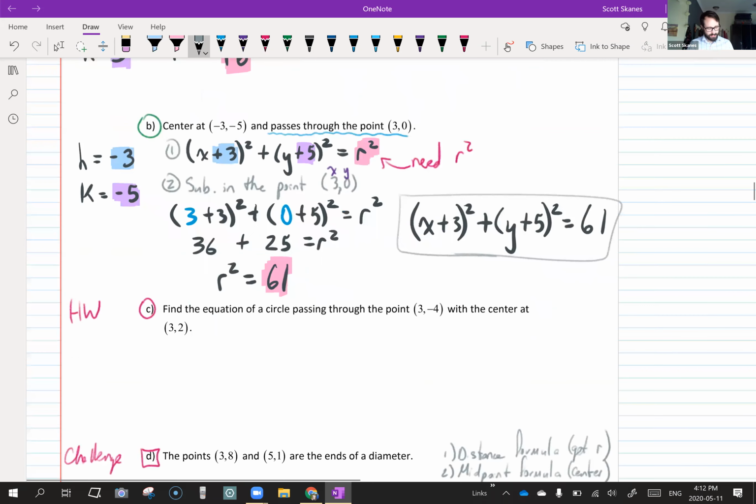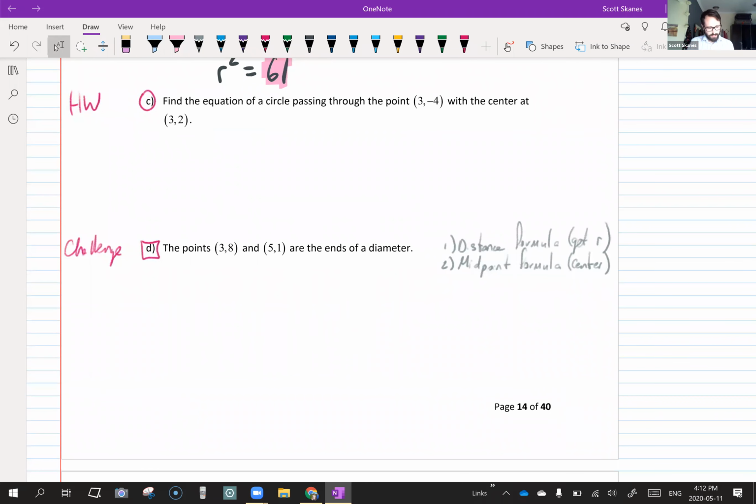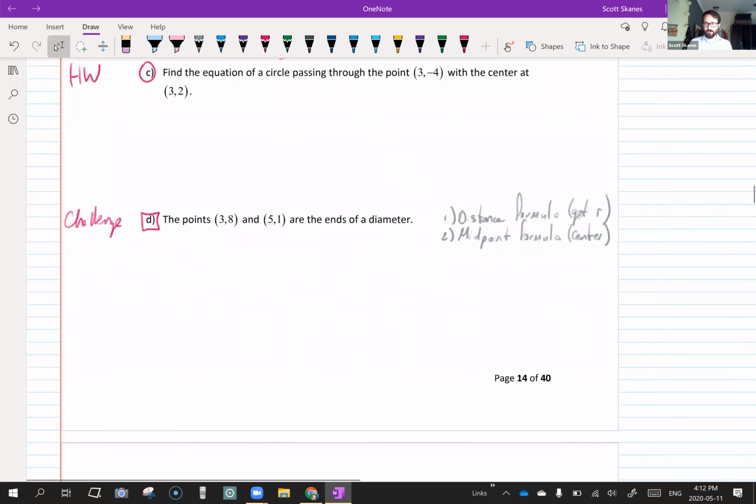Okay, so we have C and D. C is for homework because we did one just like it. And D is a challenge question. I wouldn't worry too much about it.